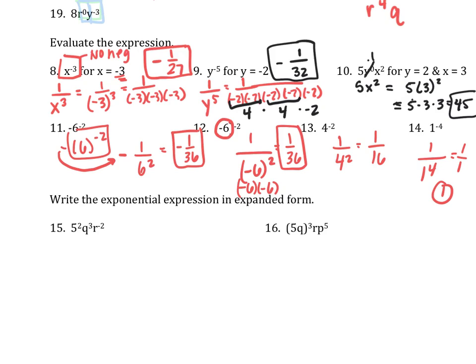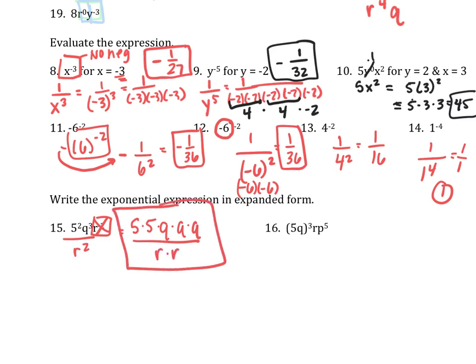All right. On number 15, very simple exercise. Just pay attention to your negatives. This means it wants us to expand it out. So I'm going to move r to the second down below. And then we can expand it out so we have no negative exponents. So 5 squared would be 5 times 5. Q to the third would be q times q times q. R squared would be r times r. And that's all you have to do.